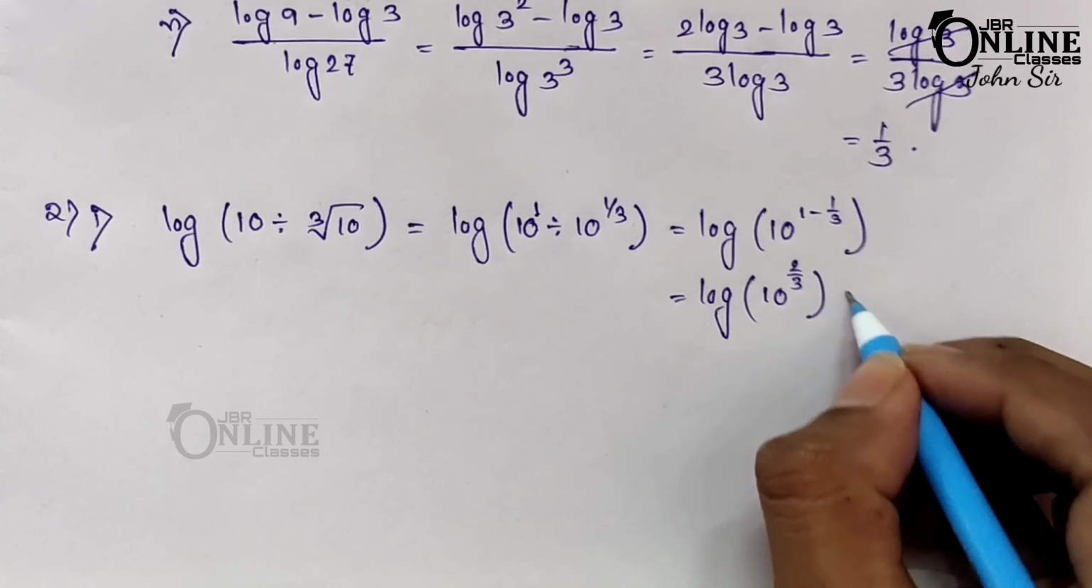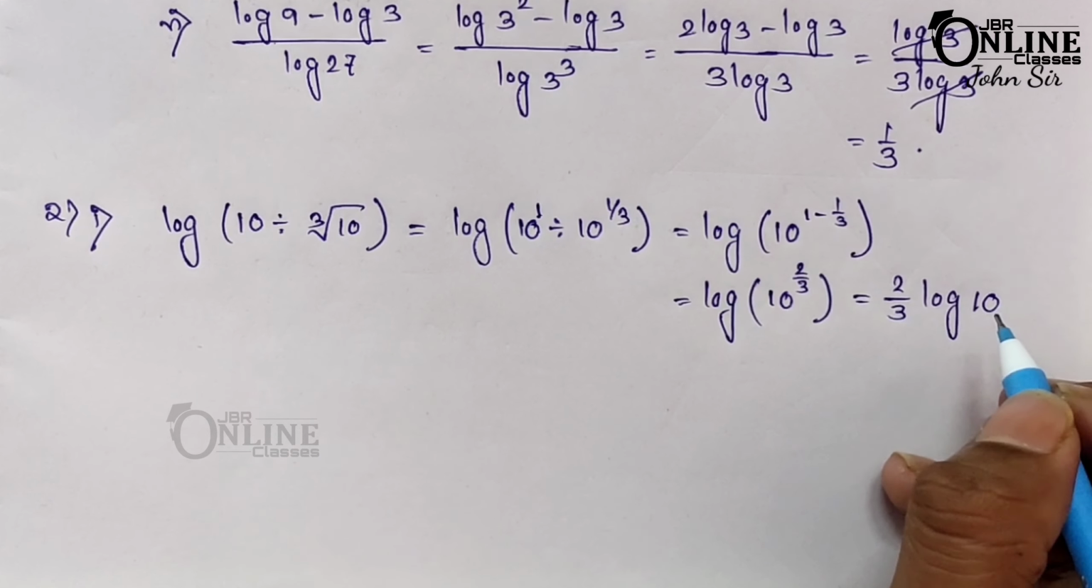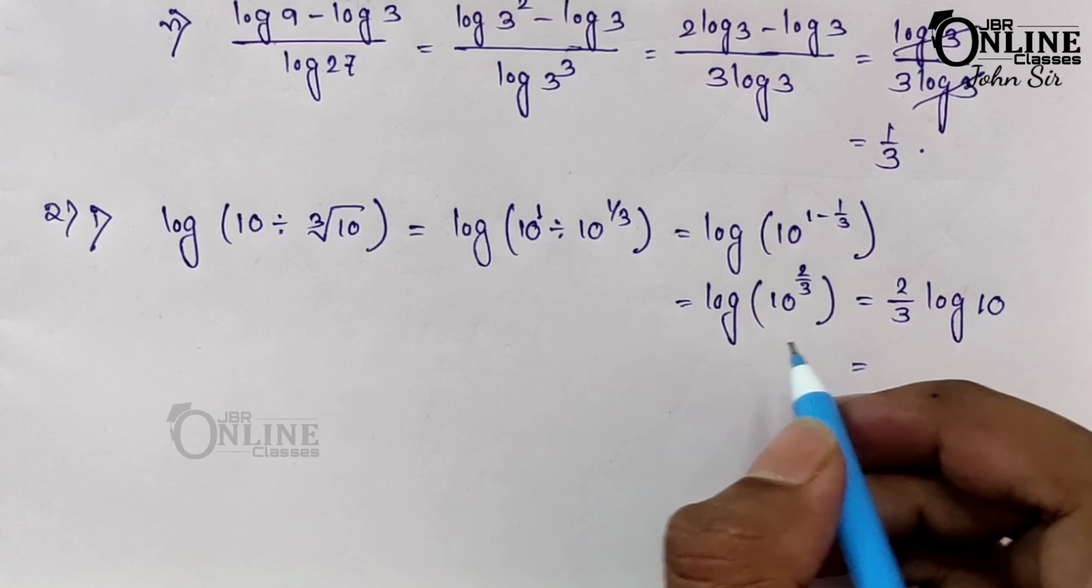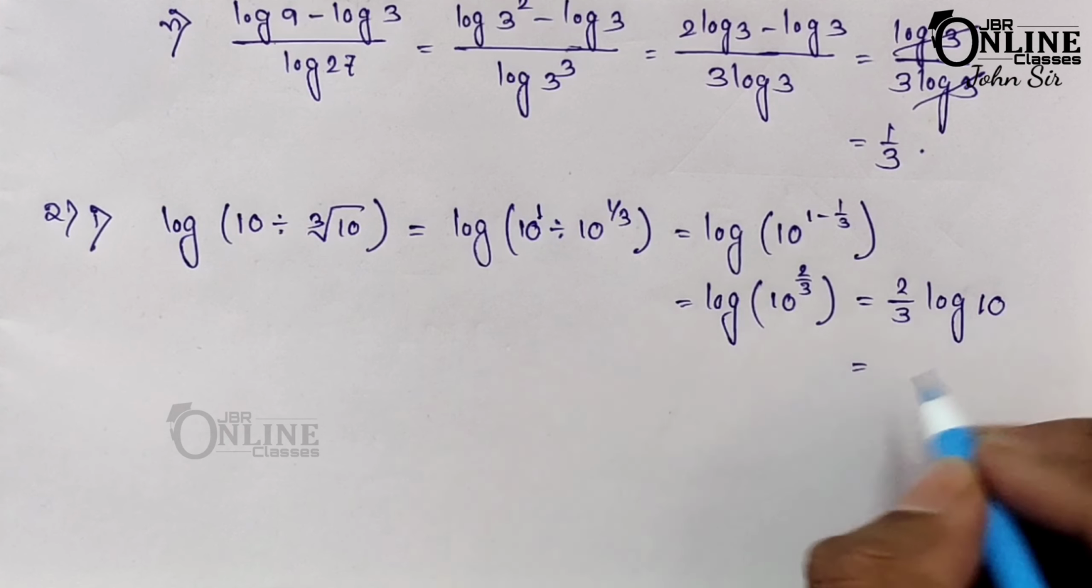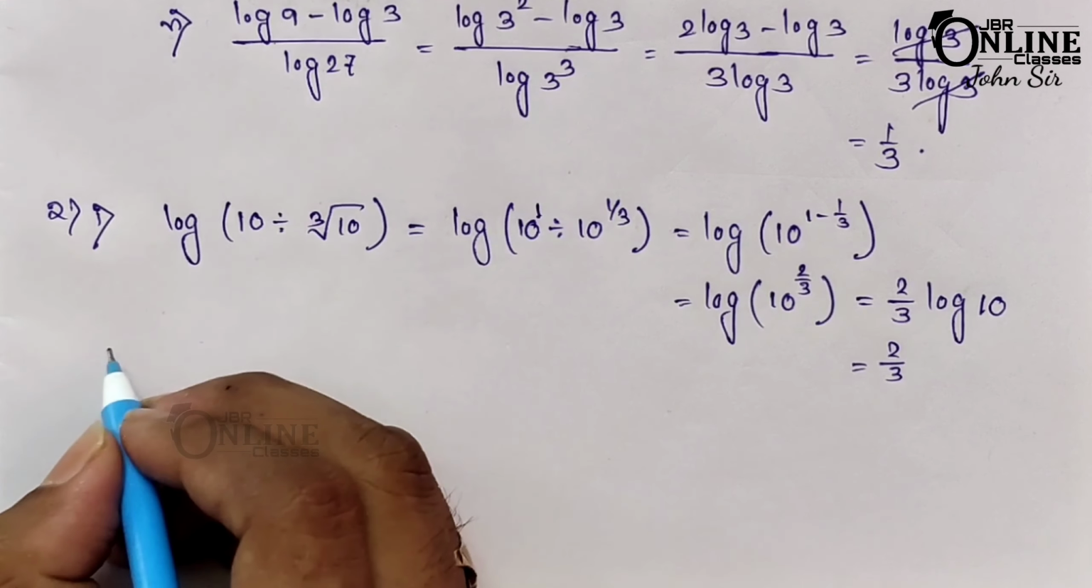That means 2 by 3 log 10. Now the value of log 10 is always 1. So 2 by 3 into 1 equals 2 by 3.